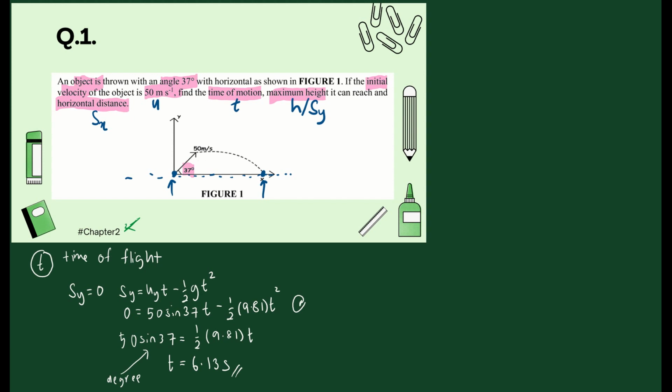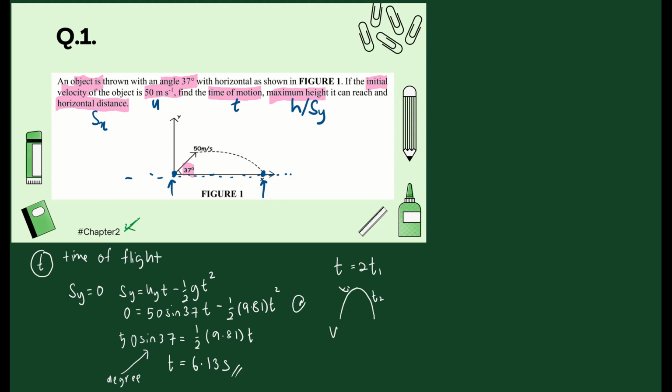Another method of solving this question is to consider that the time of flight is equal to 2 times the time taken for half of the journey, meaning the time taken for reaching the maximum height, T1, and also when it goes down until it reaches the final point, T2. So how to solve this?